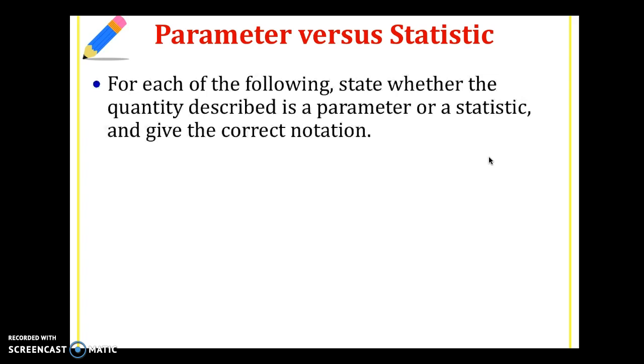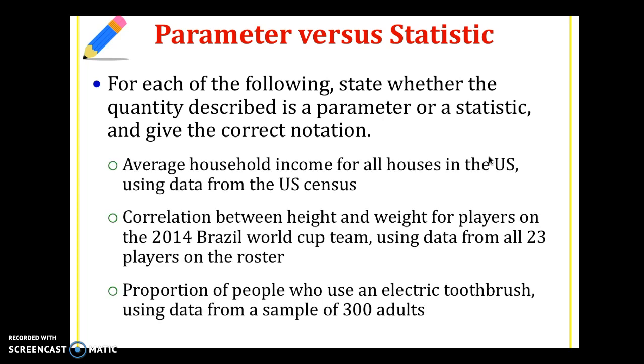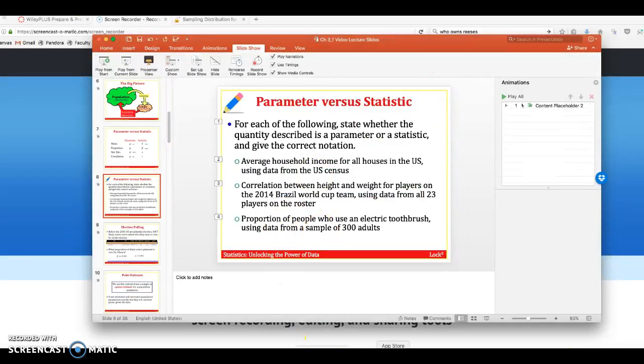Okay, so I want to go over three examples. State whether the quantity described is a parameter or a statistic and give the correct notation. There are three examples here, and I'm going to move over to a Word document so I can write this down.